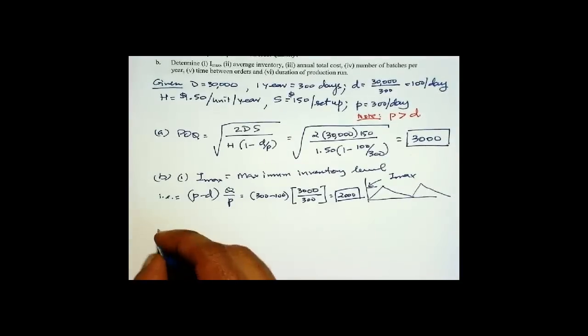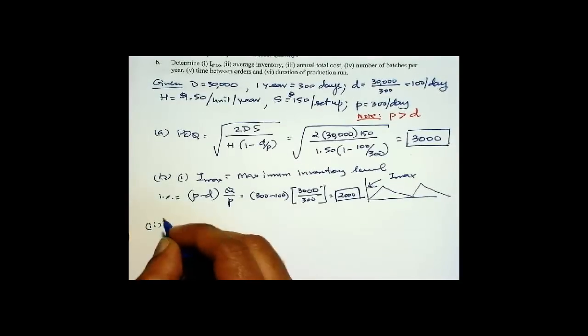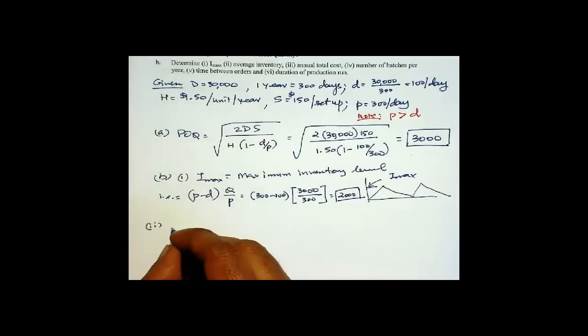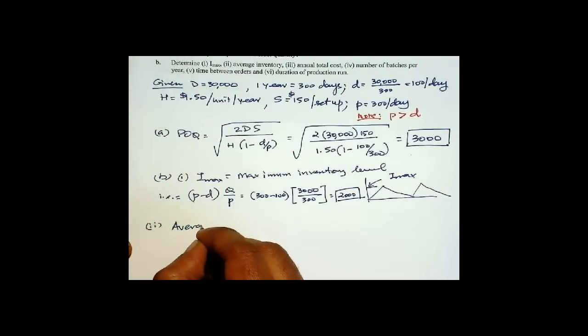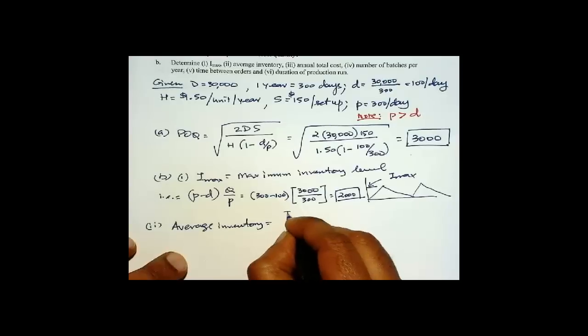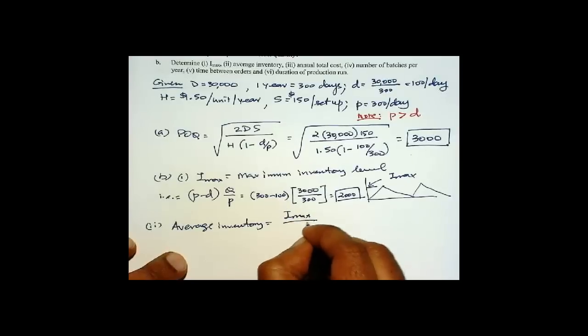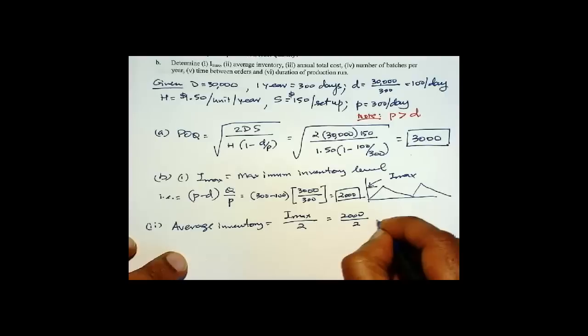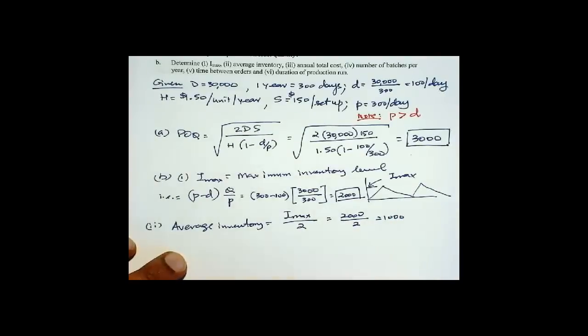Now next is average inventory. So average inventory is I sub max over 2. So that is 2,000 divided by 2 is 1,000.